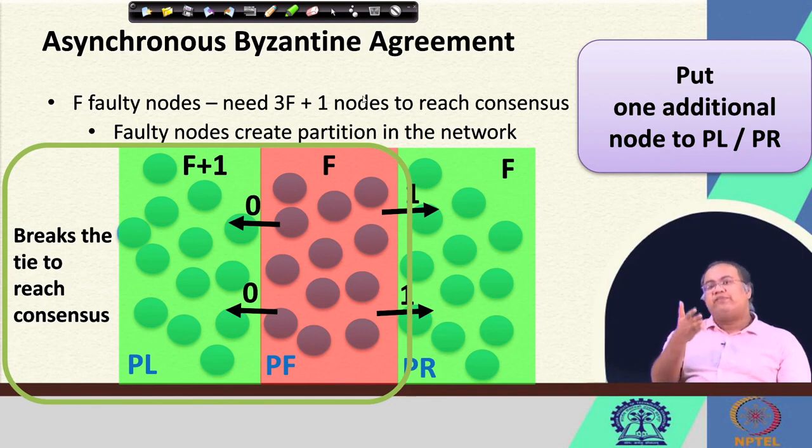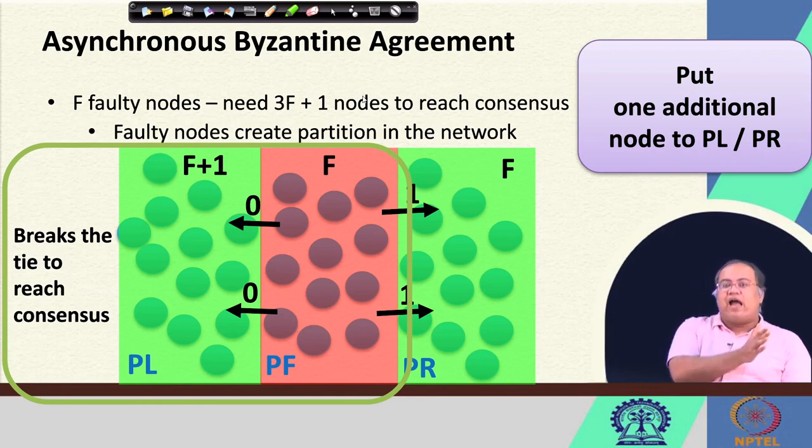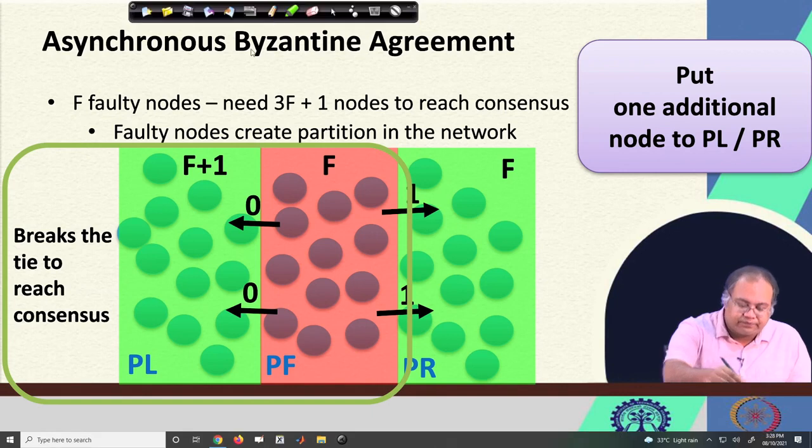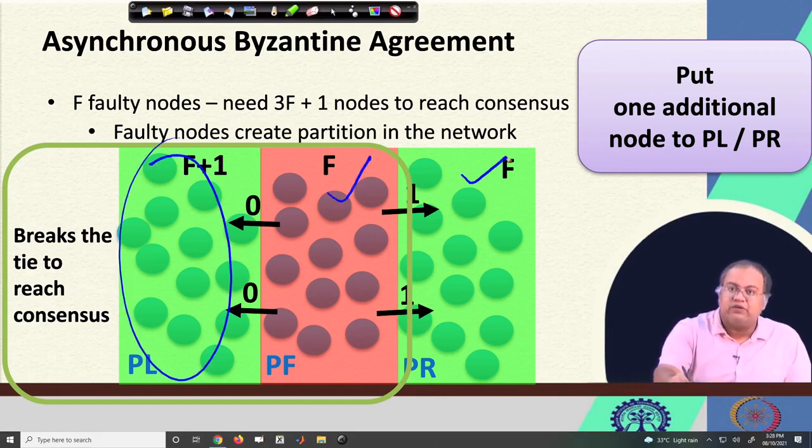And you may ask the question: what if I am not making the partition in the middle, but rather at the right? If you assume that this set of nodes are the faulty nodes and these nodes are the correct nodes, then you can easily reach consensus, because you have 2f nodes here and f plus 1 nodes here.